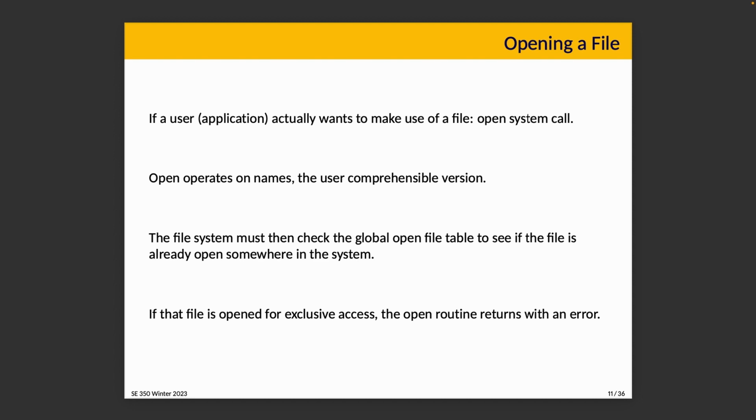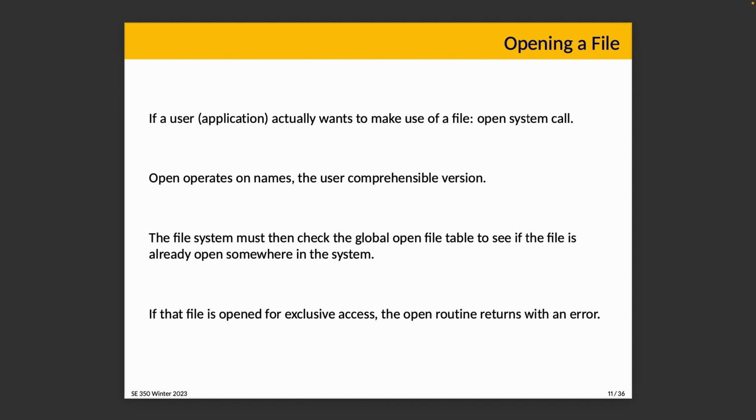Or it's not open in another program exclusively, which would prevent us from opening it for writing. So that kind of thing is checked by the operating system. And open, as we know, operates on user-friendly names, where I say I'm going to open example.txt, and that is something that I can understand as a human.